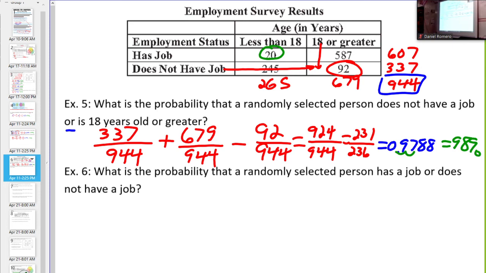What is the probability that a randomly selected person either has a job or does not have a job? And yes, it seems pretty obvious, but let's just go through the ritual anyways. Because if you think about it in real life, you can ask anybody, they either have a job or they don't have a job. But let's just do it by the numbers. Jeanette, give me the ratio for people that have a job.